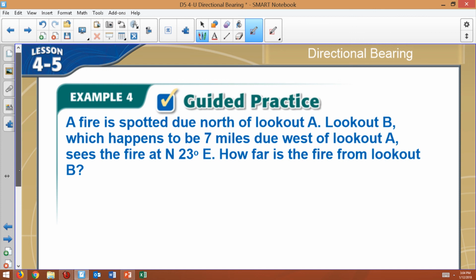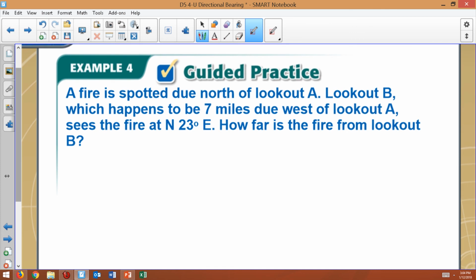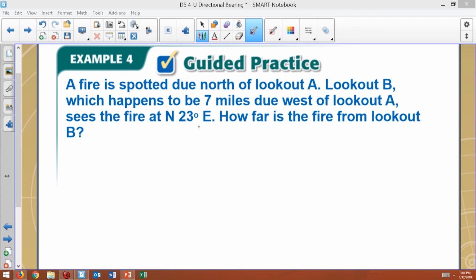Now I have one for you to try here. And after, if you want to continue on with the tangent videos, just go to section lesson 4.5.